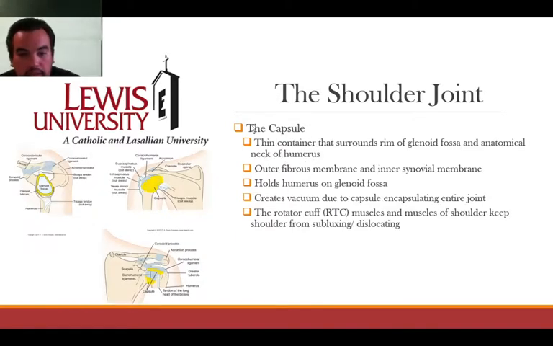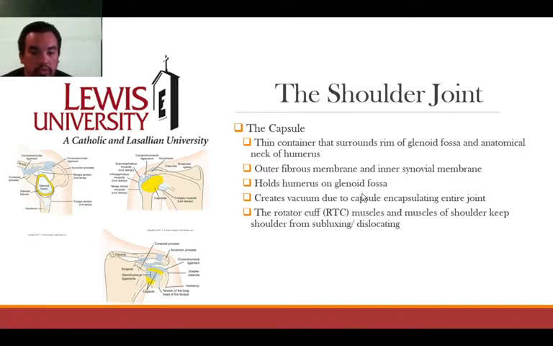So I said earlier in part 1 that a lot of the stability in the shoulder joint is from muscles and the ligaments. The ligaments form because we talked about how it's a synovial joint, right? So that means it has a capsule. In that synovial joint, there's a thin container that surrounds the rim of the glenoid fossa and the anatomical neck. You can really see that right here, and how you have that capsule right there. You have an outer fibrous membrane and an inner synovial membrane. The inner synovial membrane is what actually secretes that synovial fluid to lubricate the joint.